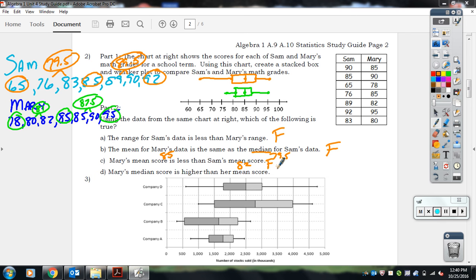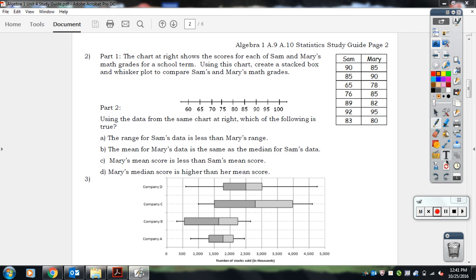Mary's median is higher than her mean. Well, her mean and her median both appear to be 85, so let's check this over again and see what we messed up. Well, as far as I can tell, there are no mess ups, so which of the following is true? None of them are true. They all are false.